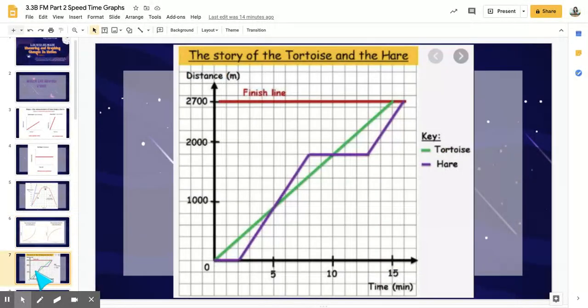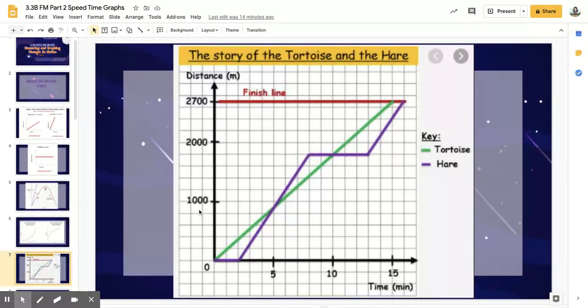One last thing I want to cover is that motion graphs tell you a story, okay? So here is a graph that is supposed to show you the story of the tortoise and the hare. When you are first looking at these graphs, make sure you take a look at the axes. This is a distance time graph, okay? How much is the total distance? I'm giving you some think time. The total distance is 2,700 meters.